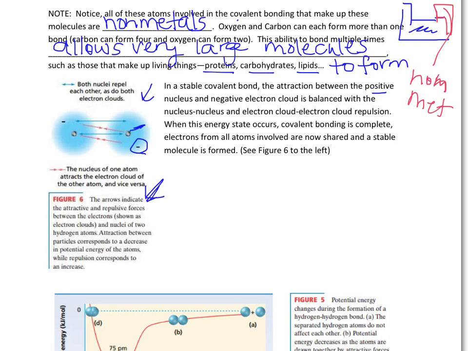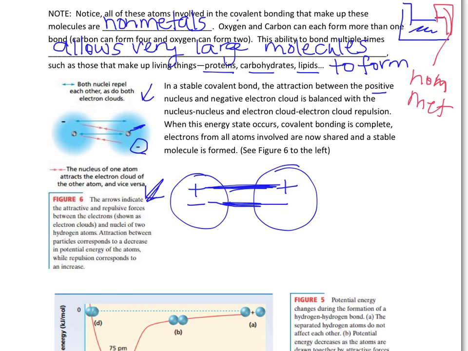In figure 6, the arrow indicates the attractive and repulsive forces between the electrons and the nuclei of two hydrogen atoms. Remember, electrons are negative, and you've got two atoms, and the nucleus has the positive protons. Even though they are attracted to one another and end up bonding covalently, these repulse one another just as these repulse one another. So in order for things to bond, there has to be a benefit to them coming together, even though they are repulsed. And we'll talk about that in this picture down here below.